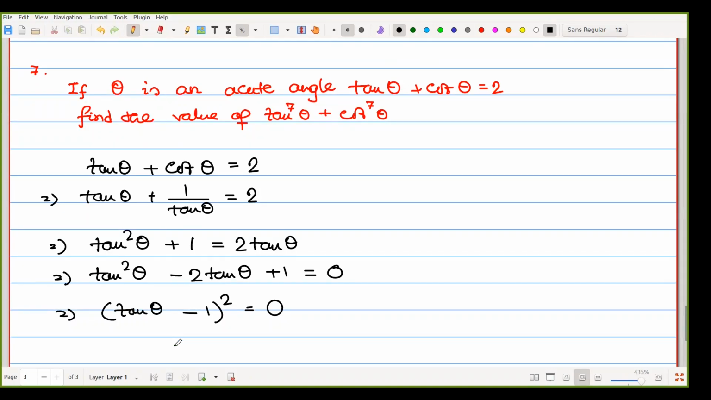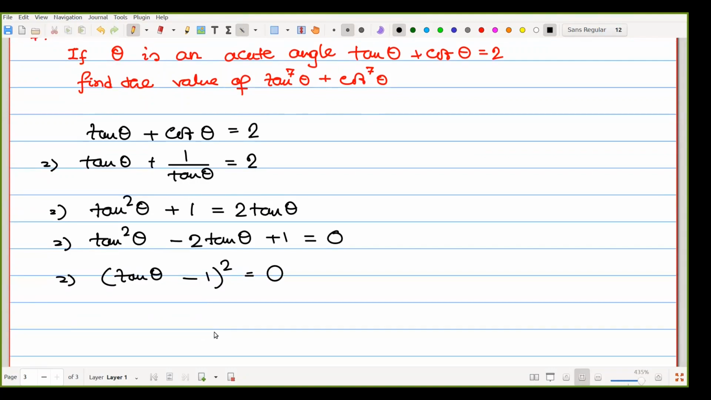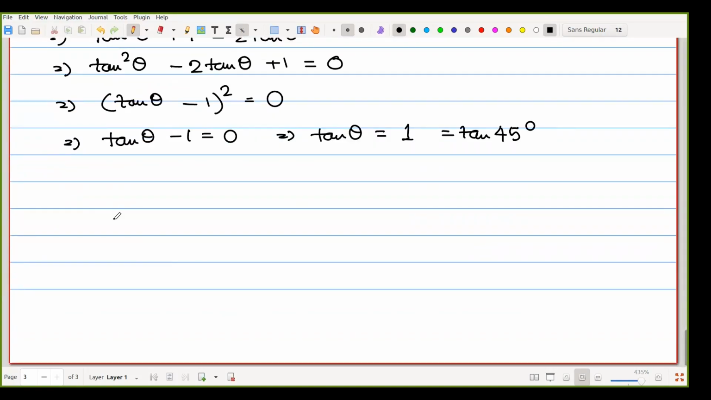Okay, so that is tan theta minus 1 whole square is equal to 0, or we have tan theta minus 1 equal to 0, or tan theta is equal to 1, and that one is possible when we have 45 degree. So we can say theta is equal to 45 degree.